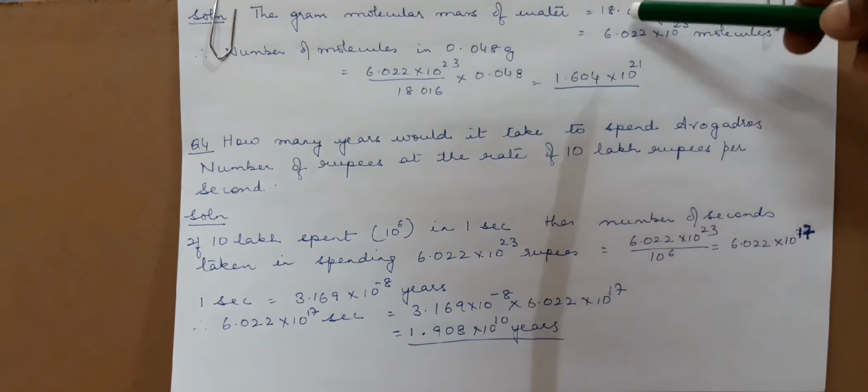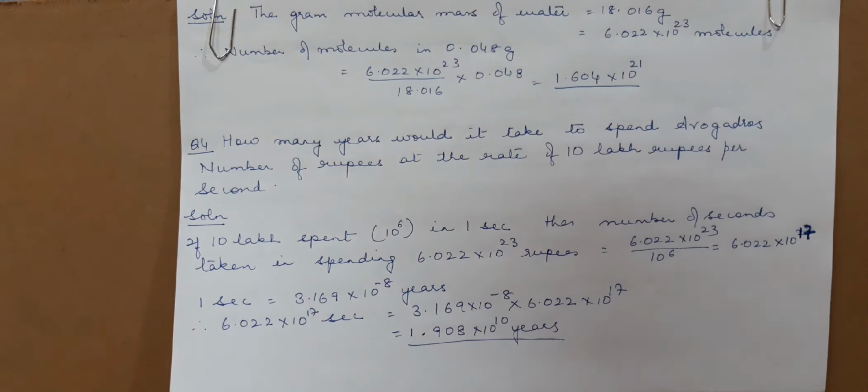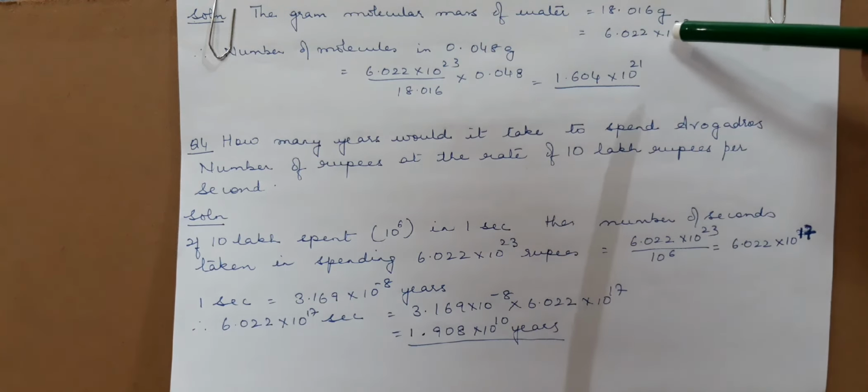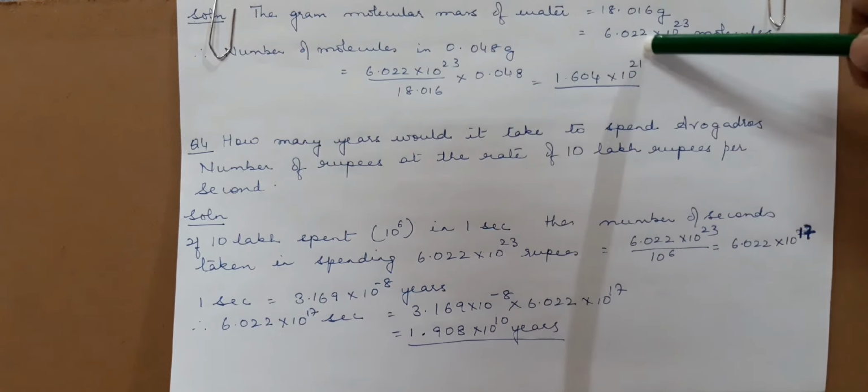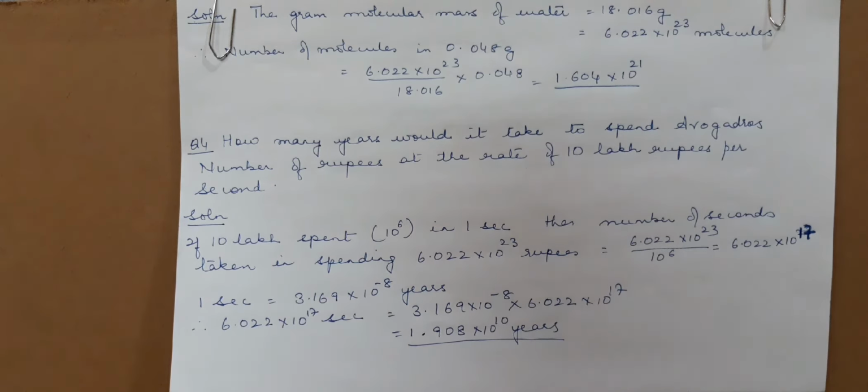If you calculate it with 18 also, it is correct. No issues. So the gram molecular mass of water is 18.016 in this case. So this many grams would contain how many molecules? 6.022 into 10 to the power 23 molecules.